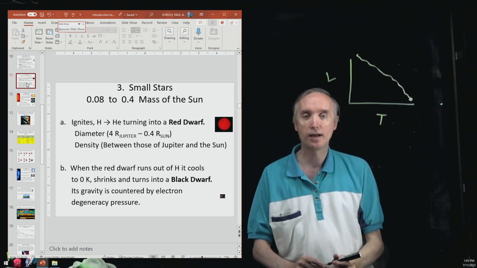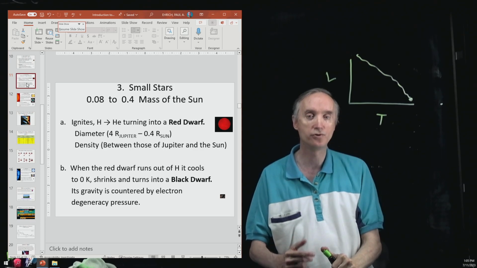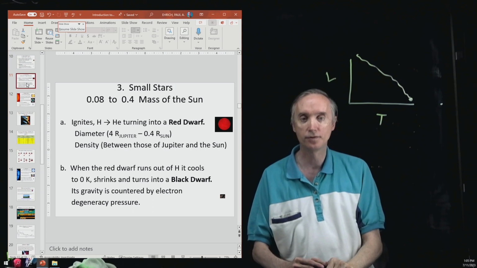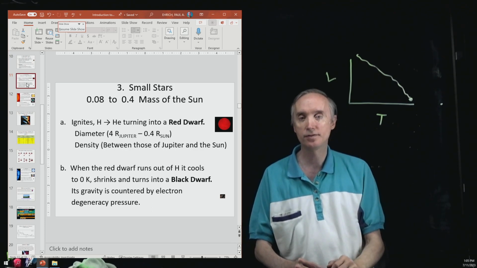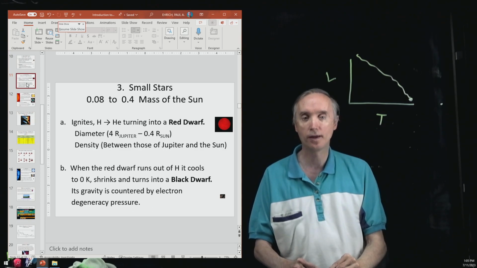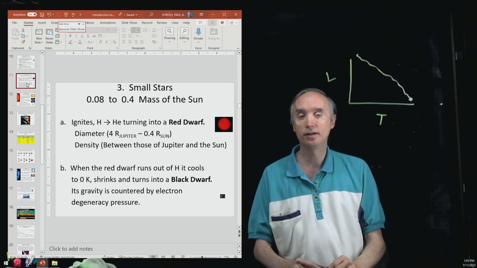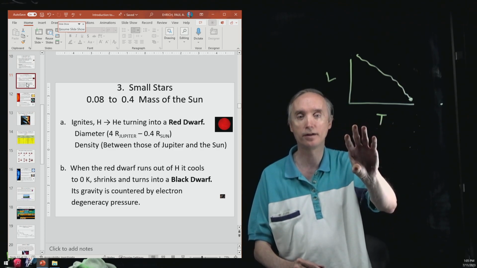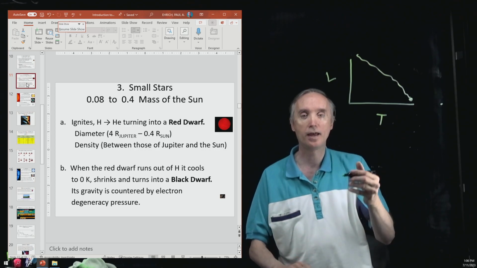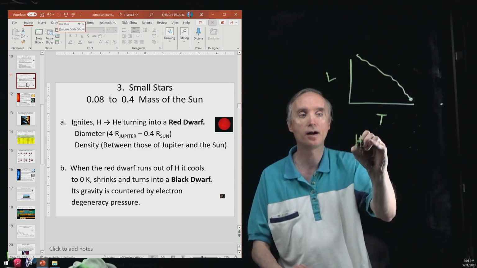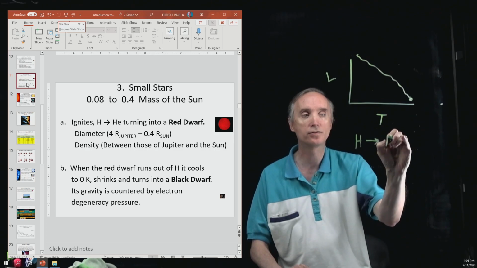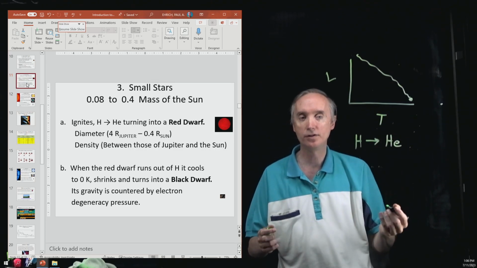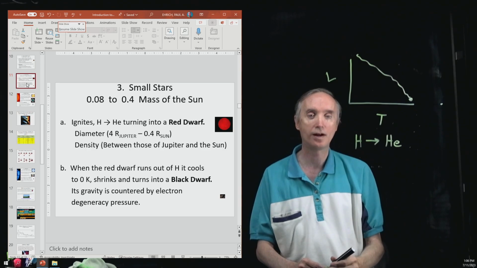So these things are going to have a diameter of between 4 times the diameter of Jupiter up to 0.4 times the diameter of the sun, and they're going to have a density between that of Jupiter and the density of the sun. Now eventually though, these things are going to start running out of hydrogen. So currently a red dwarf is taking hydrogen and smashing it and turning it into helium, but eventually it's going to start to run out of hydrogen.